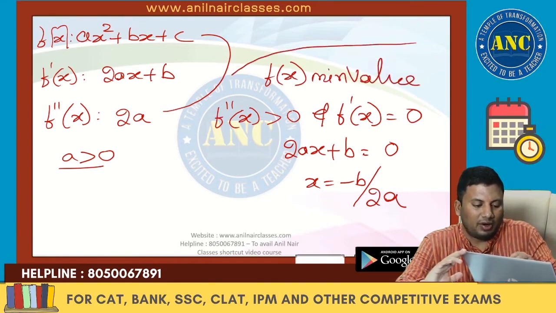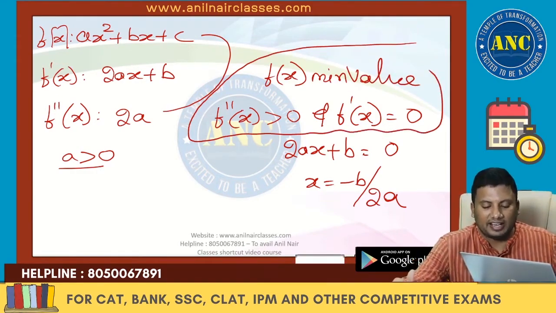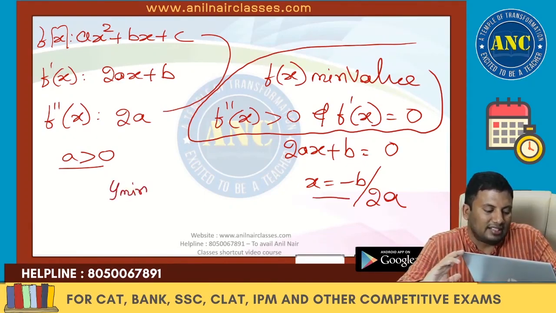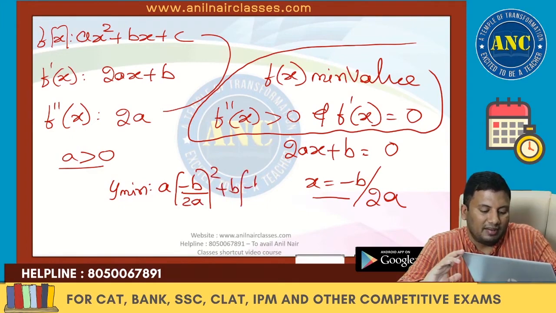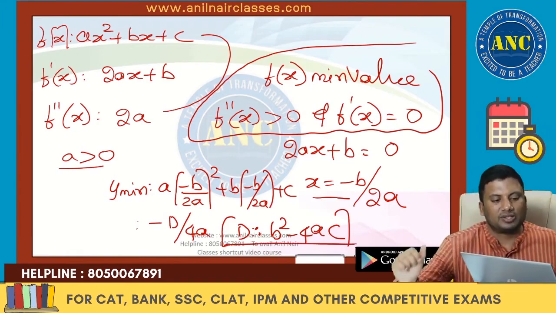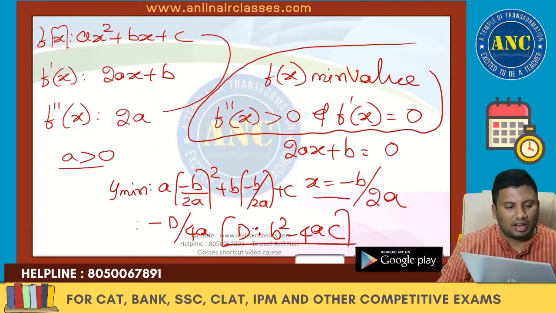F of x will have a minimum value if f double dash x is greater than 0 and f dash x is equal to 0. So x is equal to minus b by 2a. So the minimum value of y is obtained wherever x is there, substitute minus b by 2a. This is the proof behind it. We will get minus d by 4a. What is d? D is nothing but b square minus 4ac. Graphs: upward graph, downward graph. I hope it is clear.